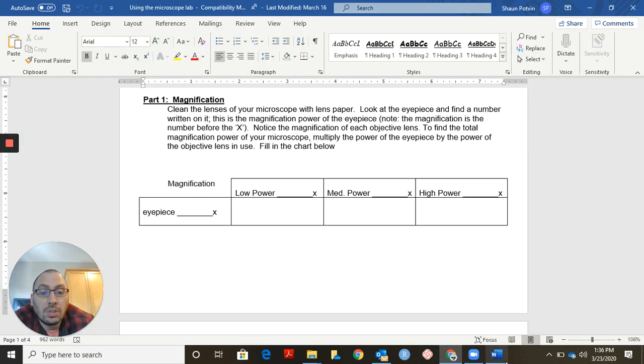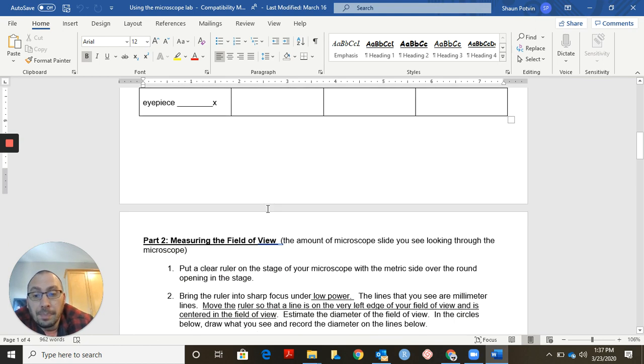But for those of you that don't, remember the eyepiece is 10 times magnification. The low power objective lens was 4, medium was 10, high power is 40. Down in these sections right here in the 4 little blocks or empty spots, you would have to tell me what the total magnification is. Remember to figure that out, we do not add them, we multiply them.